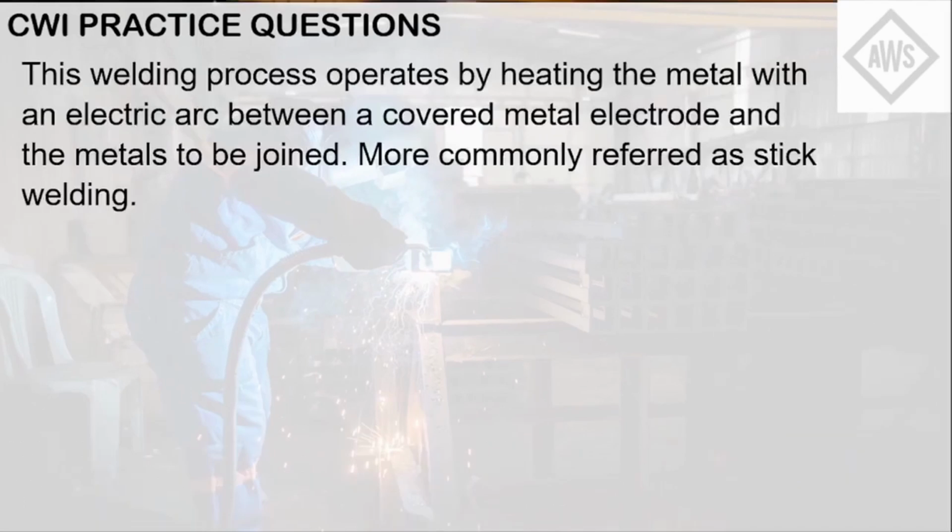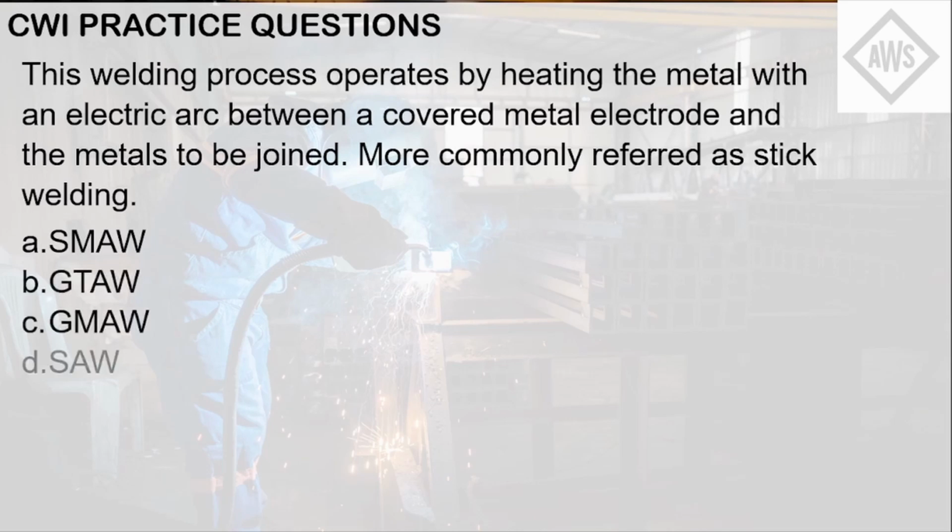For the first question, this welding process operates by heating the metal with an electric arc between a covered metal electrode and the metals to be joined, more commonly referred to as stick welding. Letter A, SMAW. Letter B, GTAW. Letter C, GMAW. Letter D, SAW. For the choices, GTAW is gas tungsten arc welding or TIG welding, so that's not the correct answer.